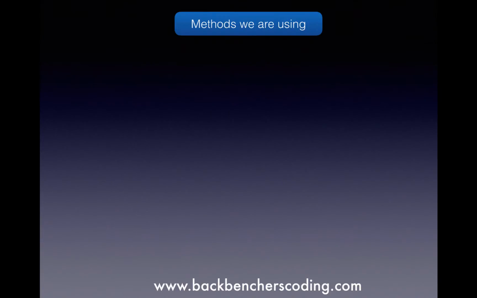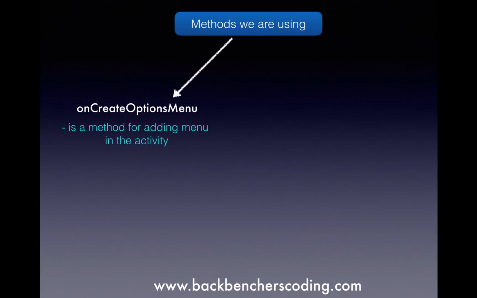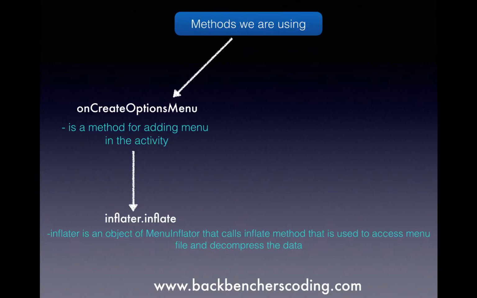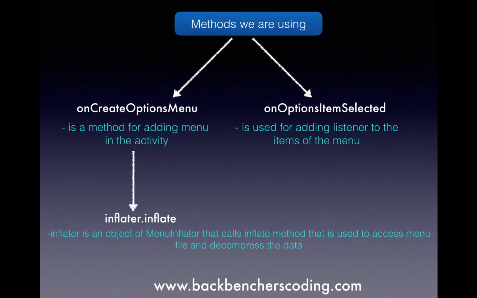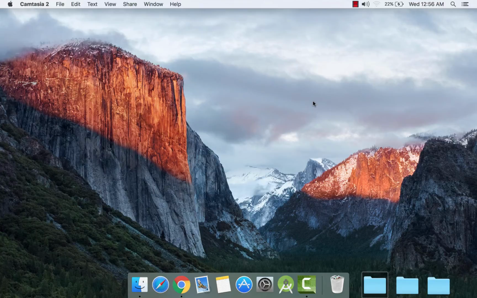And the methods we are going to use here are onCreateOptionsMenu, which is a method for adding menu in the activity, within which we use inflater.inflate method. Inflater is an object of MenuInflater that calls inflate method, which is used to access the menu file and decompress the data. The next method we are using is onOptionsItemSelected, which is used for adding listener to the items of menu. So let us implement Android menu.